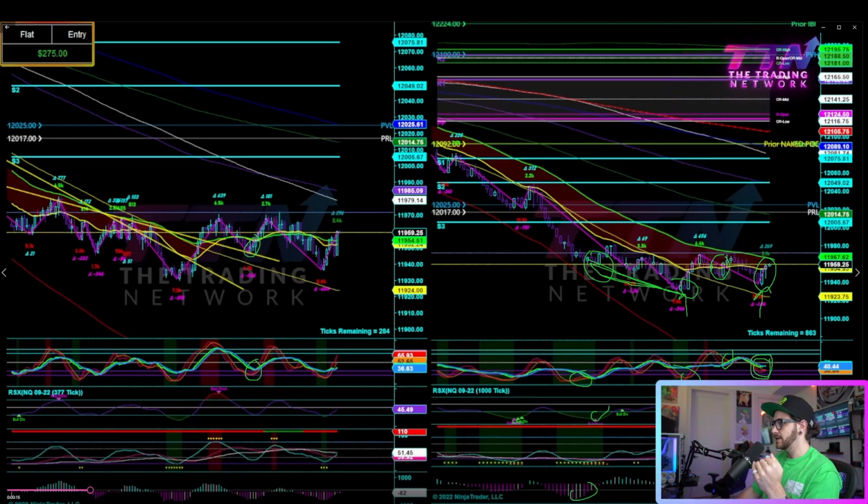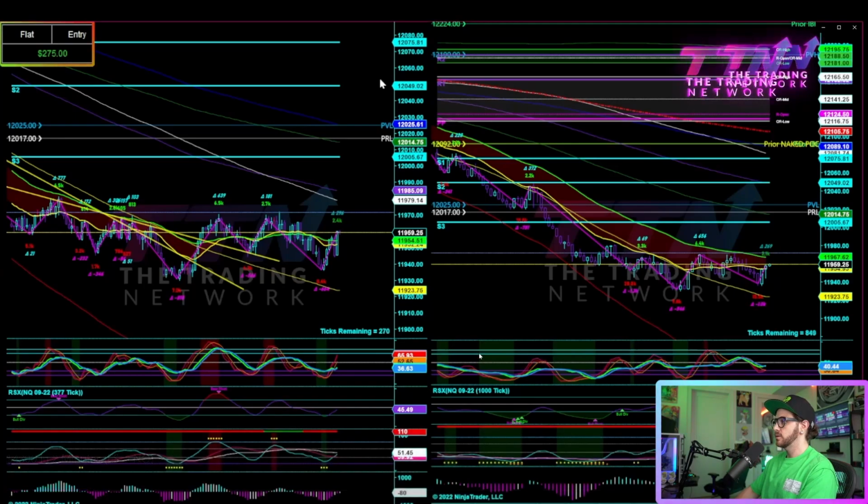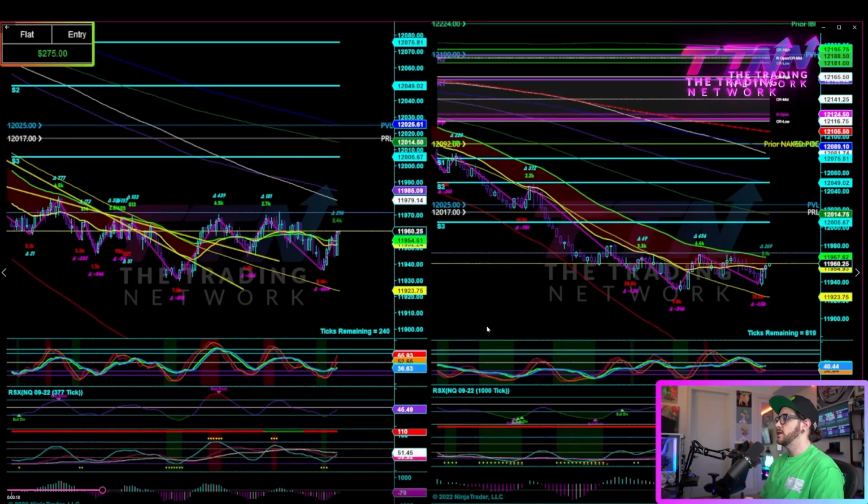And you can see that we have the oscillators starting to curl and cross up here as well, showing us that the selling momentum is getting weaker and it is likely that buyers are stepping in. So I'm going to play this and you guys will see how I enter here.